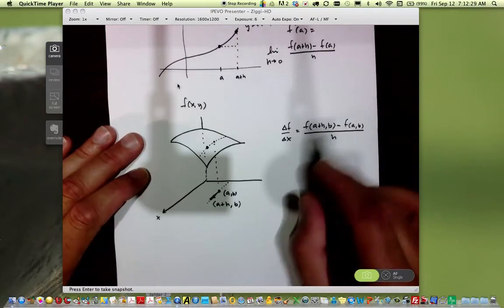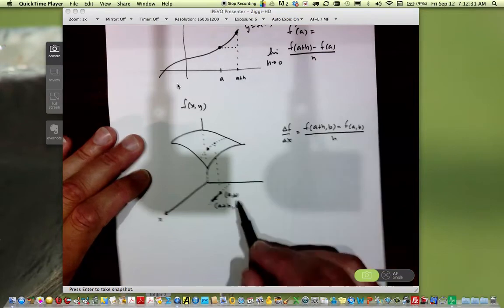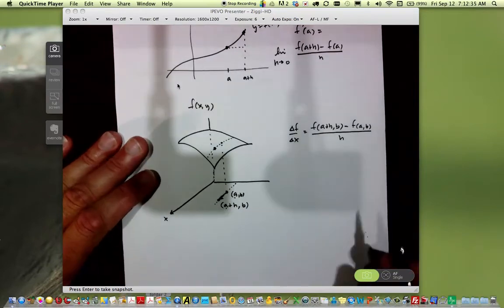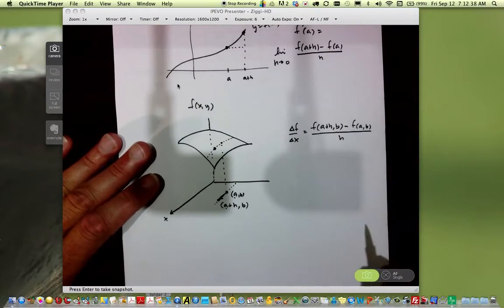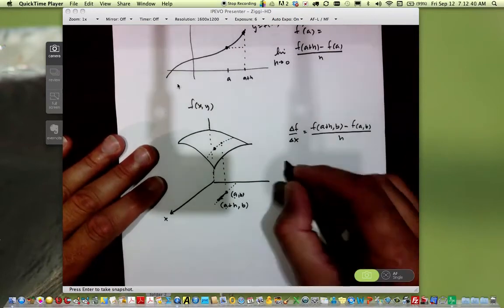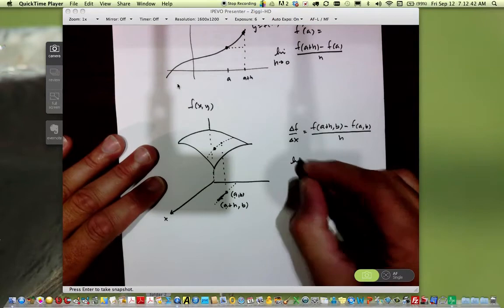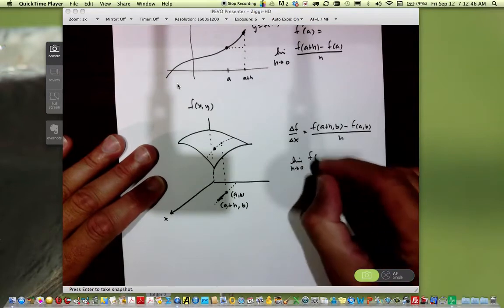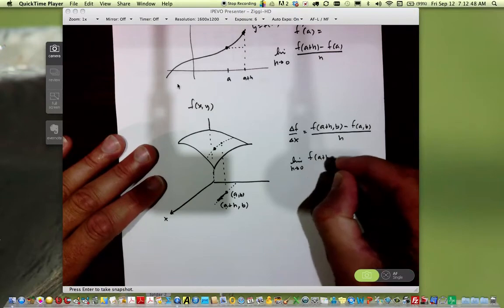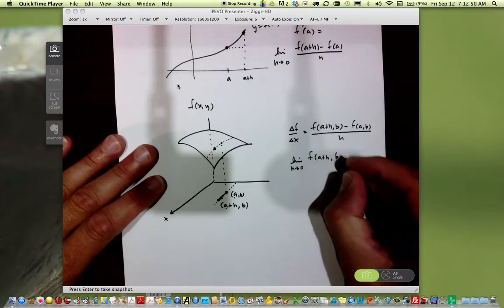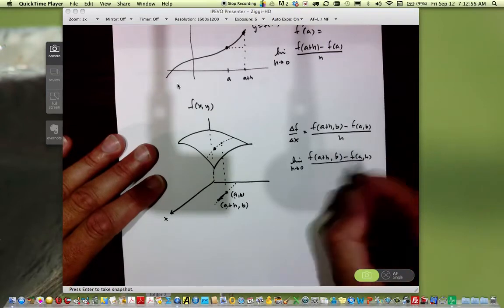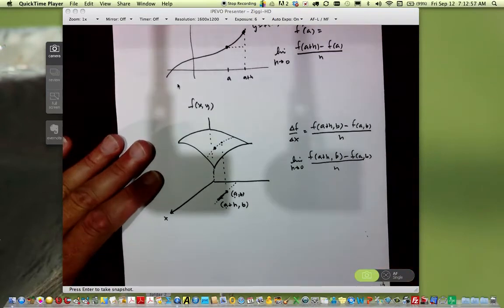This is an average rate of change over the interval from this point to this point. All right, so what we want to know then is, what's the instantaneous rate of change? And so we're again going to look at the limit as h goes to 0 of this expression: f of a plus h, b, minus f of a, b, and then divide that by h. This is the rate of change in the direction of x.